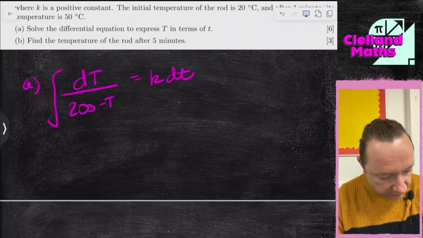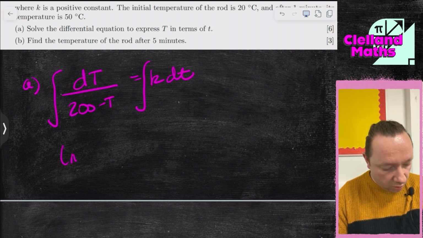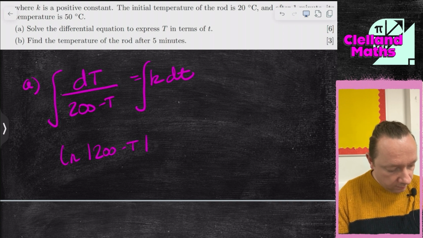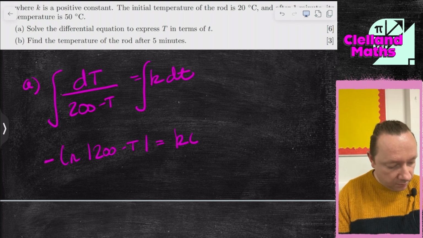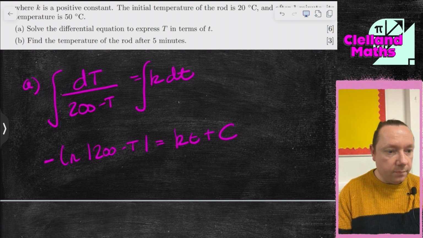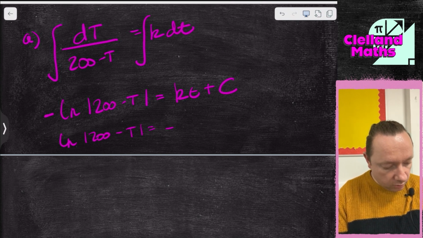So the integral of that side equals the integral of that side. So the left-hand side gives you log 200 minus T, but be careful, because of the chain rule, differentiate that, so it's minus log of it. And that equals kt plus some constant. So log 200 minus T equals minus kt plus some constant.